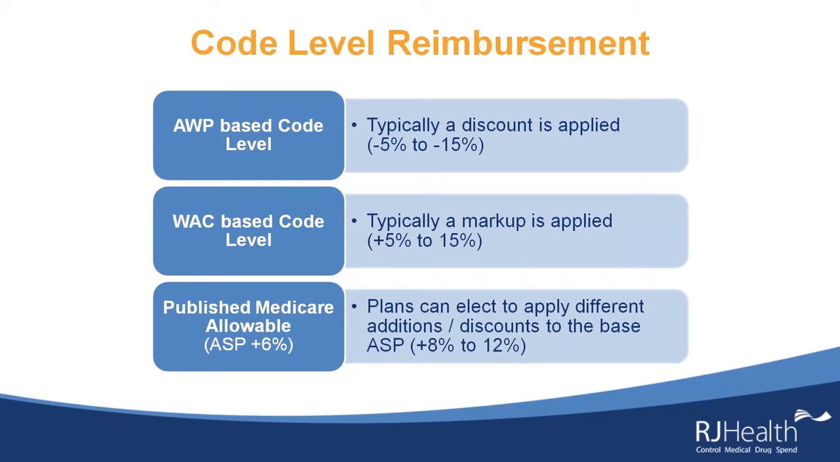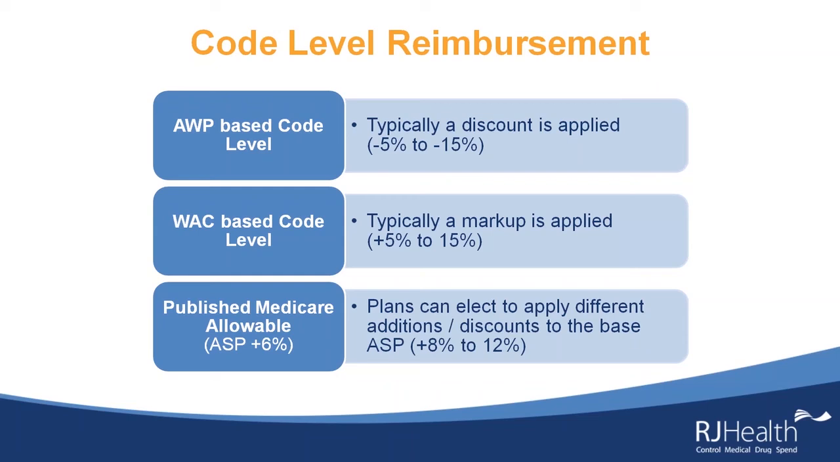And the last one being the average sales price or Medicare allowable. As we know, Medicare sets that as an ASP plus 6, but generally we will see plans use that same base ASP rate and apply different markups to that, sometimes in the neighborhood of 8 to 10%.